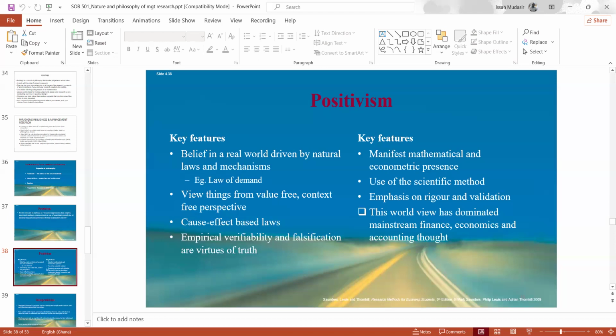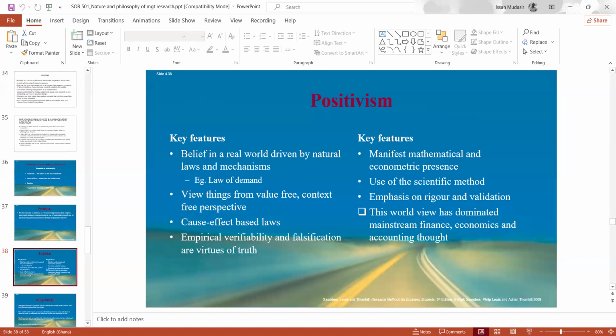Okay? They believe in mathematical and econometric precision. So everything has to be calculated, mathematics. Okay? You have to calculate everything. The use of the scientific method, rigor. So one term that is used in the quantitative realm is what we call rigor. Okay? We talked about methodological rigor and theoretical rigor last week.